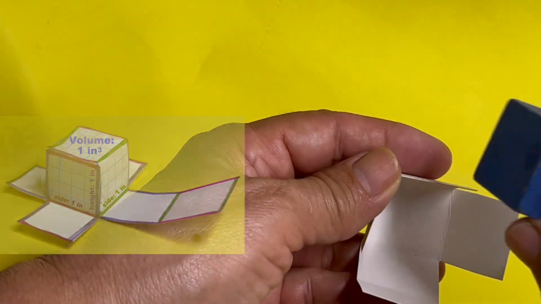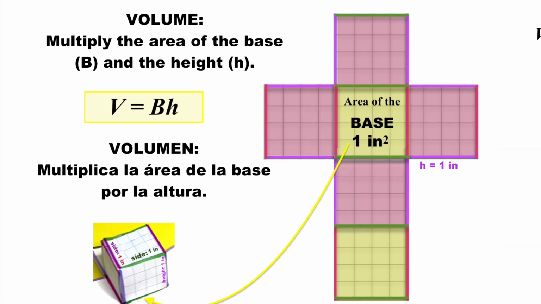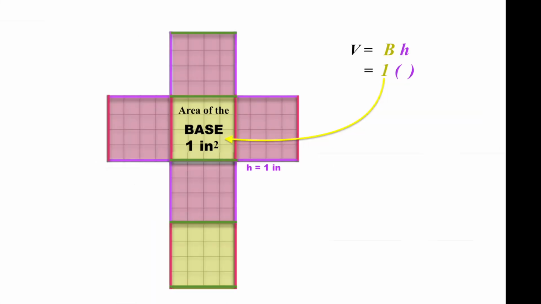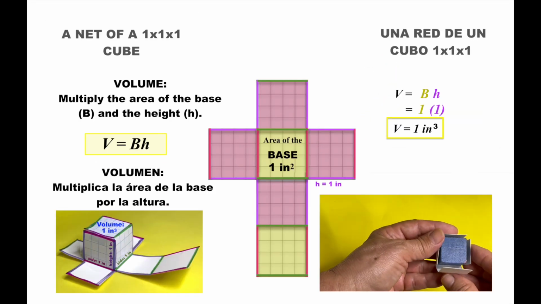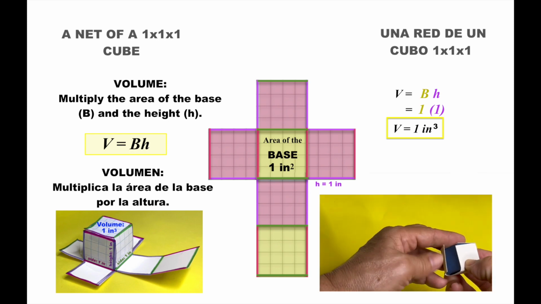The volume is the area of the base times height. The base measures 1 square inch. The height is 1 inch for a volume of 1 cubic inch.